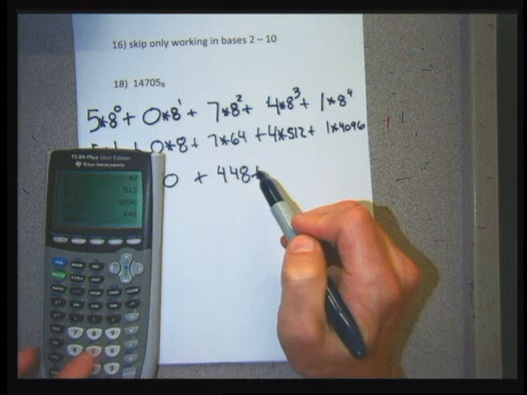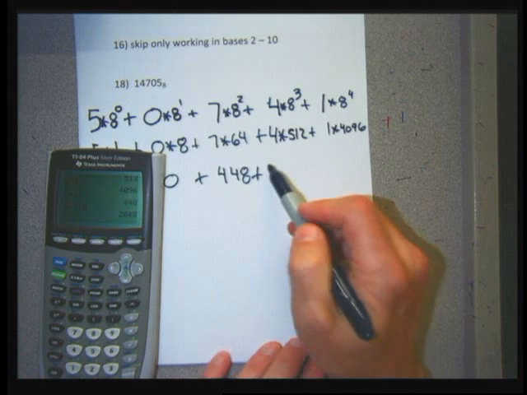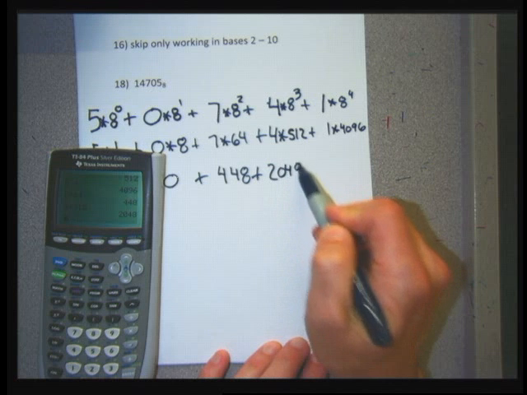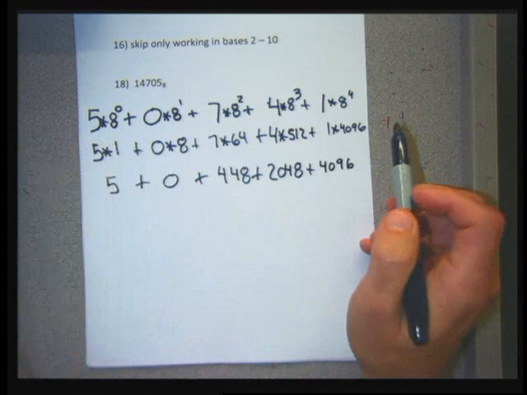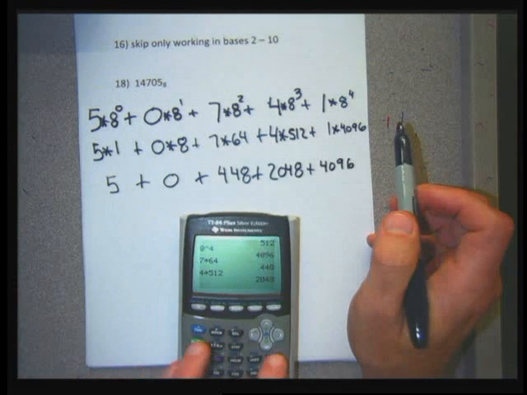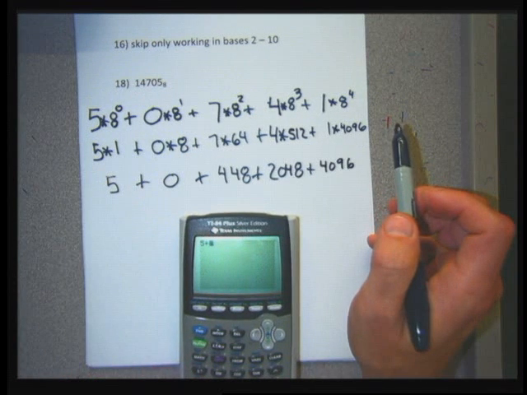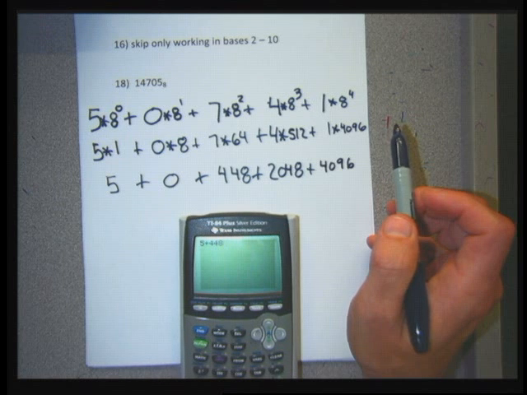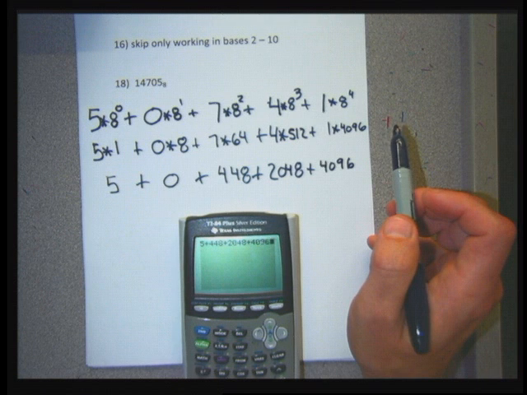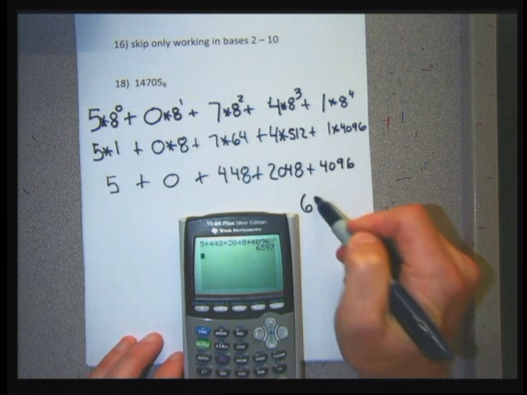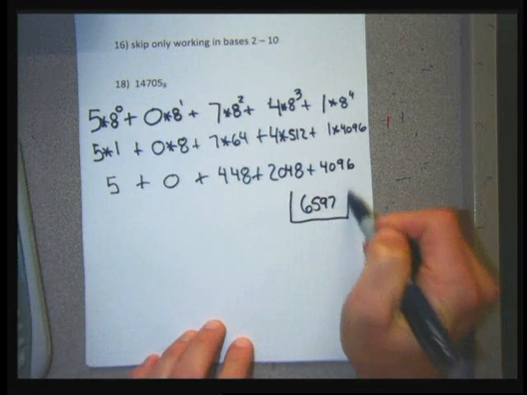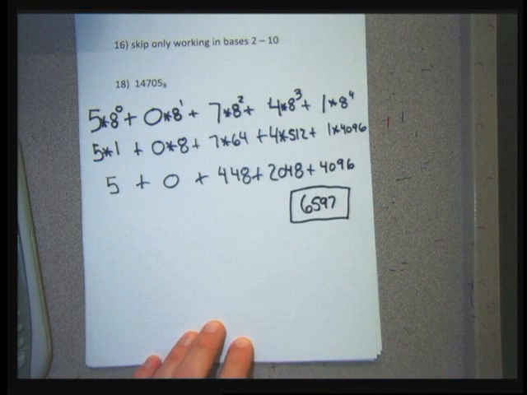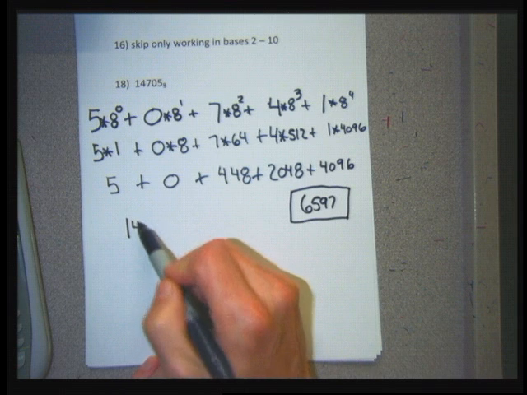4 times 512 is also something I can't do that quickly. That's 2,048. And 1 times 4,096 is 4,096. I'm just going to add these numbers together now. So I'll go 5 plus 0 plus 448 plus 2,048 plus 4,096, and I get the answer. It's 6,597 base 10. So again, if I was writing an answer, I'd probably just write 6597. If you wanted to, you could write the problem.